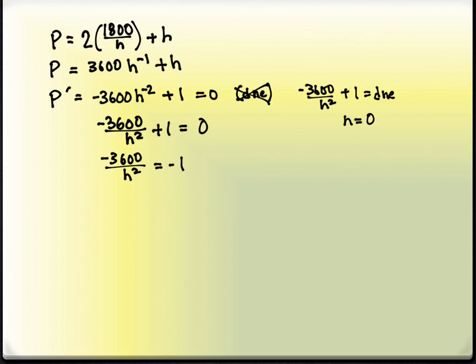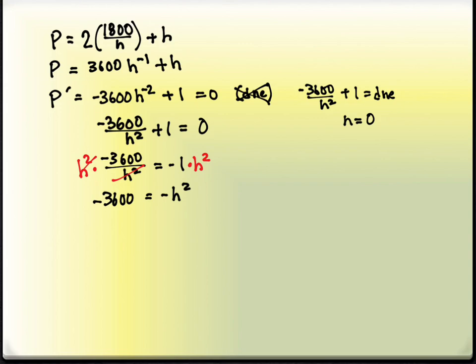There's a couple options, I think. Yeah, that's a good option. We can multiply both sides by h squared. I like that one. Let's do that. So we're going to multiply both sides by h squared. So now I have negative 3600, that's it on the left. And on the right, I have negative h squared, because these cancel. Now what?